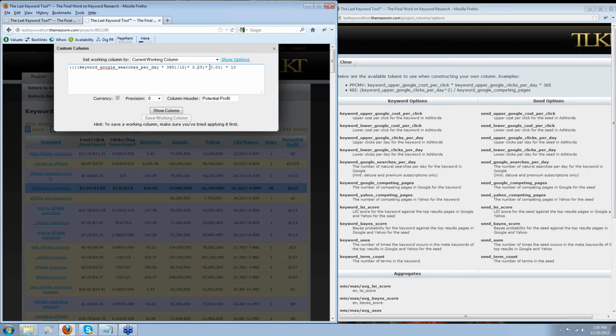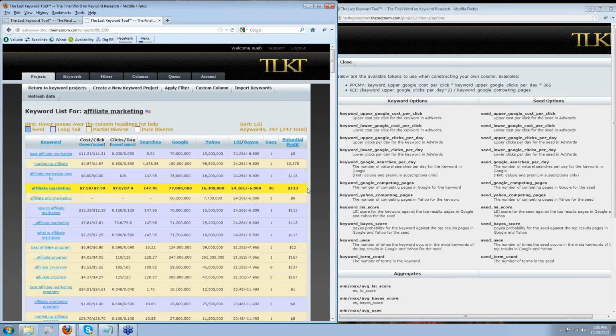Out of the 25% that click through to your site, you might get a conversion rate of 1%. And then if your profit per sale is $10, you can of course make that whatever your average profit is on a sale, then you get an idea of what your potential profit is for a keyword. So when we show this column, it's going to calculate this out and give you your potential profit down here on the side.